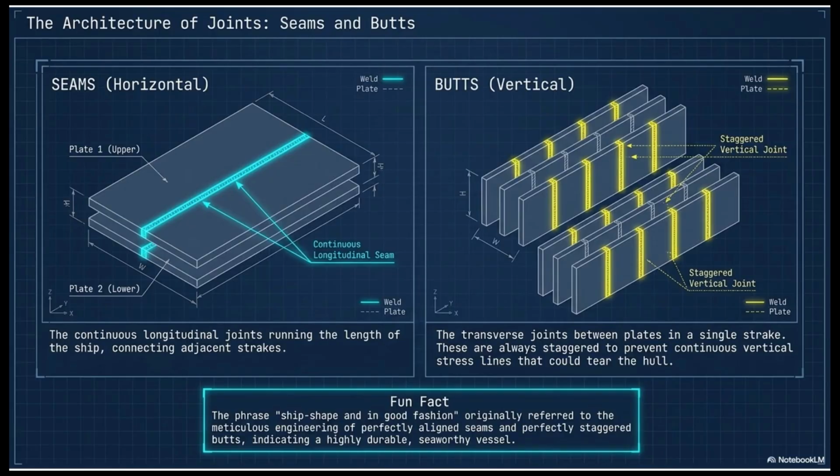Slide 14. Seams and butts. Seams, horizontal joints. Orientation: longitudinal, runs the ship's length. Function: connects adjacent horizontal strakes, rows of plates. Design: forms a long continuous weld line.